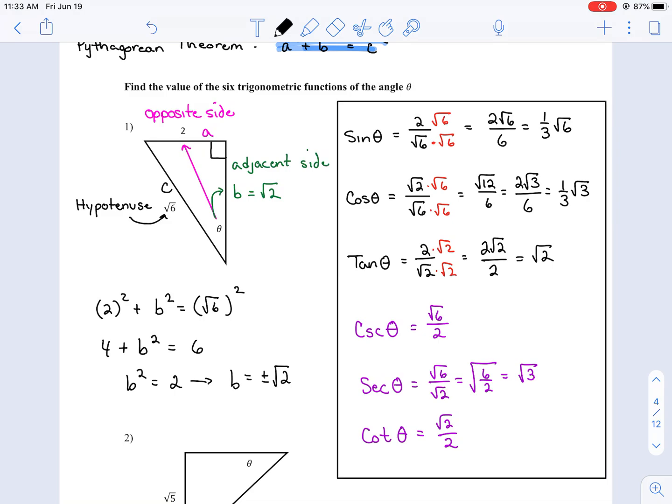On a side note, you don't have to write 1/3 square root of 6. You can actually write that as the square root of 6 divided by 3, and that is the same exact answer. And that's the same for the cosine of theta. You don't have to write that as 1/3 the square root of 3. You can write that as the square root of 3 divided by 3, and that is exactly the same answer.